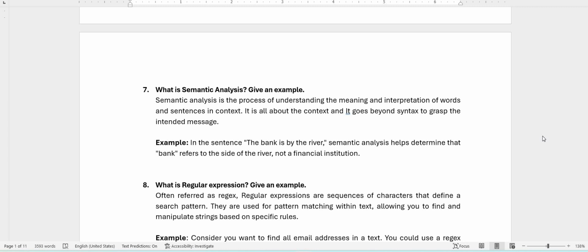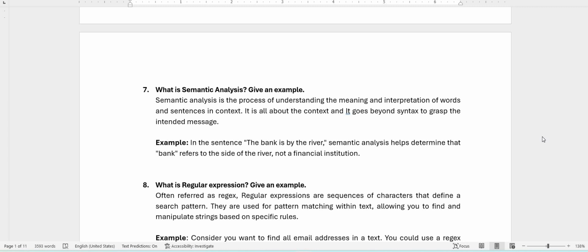For instance, the bank is by the river. This is the sentence we are considering right now. When we go ahead with semantic analysis, it helps us to understand and determine the bank refers to the side of the river and not a financial institution. This is very, very important.